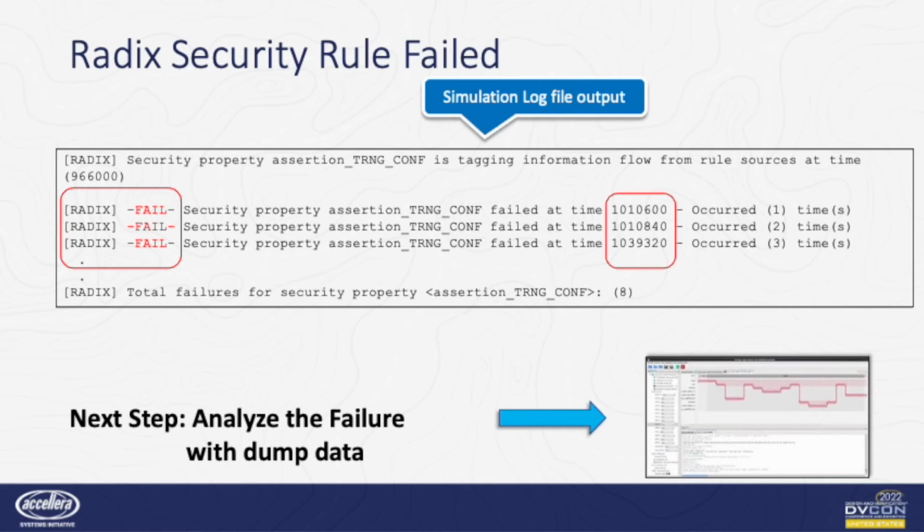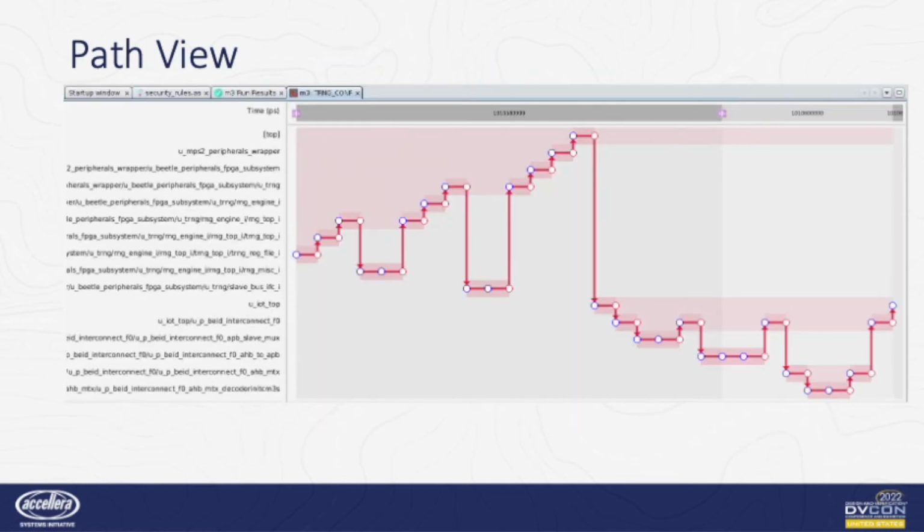Once we know that there are failures running the security rule in the regression, we dump waveform data and we analyze the failure with the dump data. Radix has multiple analysis views that allow the user to track the flow of information from the design, isolate and fix the bug. The first view shown here is Path Viewer.